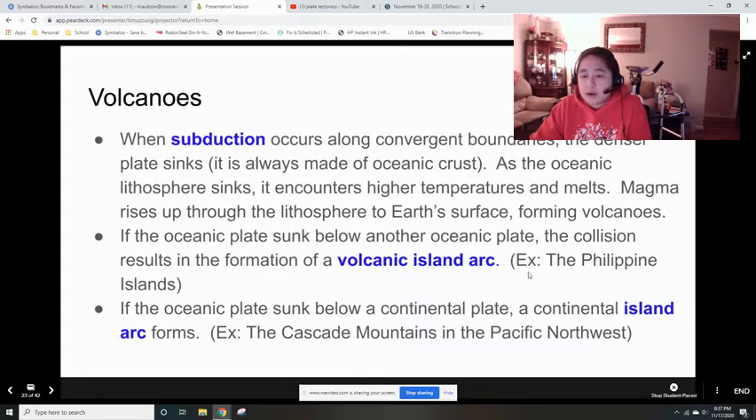Like I'd mentioned before, if it's an oceanic plate and an oceanic plate, they're going to create what they call a volcanic island arc, and the Philippines are a great example of it. Sometimes if an oceanic plate sinks below a continental plate, you might get a continental arc. The Cascade Mountains in the Pacific Northwest are examples of that. Like I said, Mount St. Helens is part of the Cascade Mountains. So volcanic island arcs are created when two oceanic plates run into each other. A continental arc is when an oceanic and a continental plate run into each other.